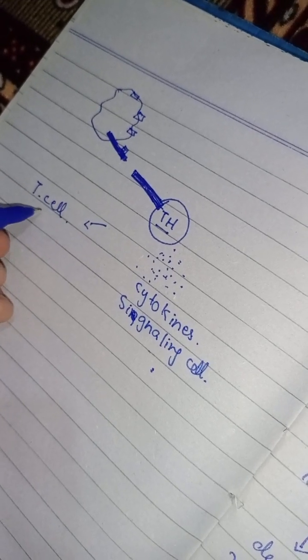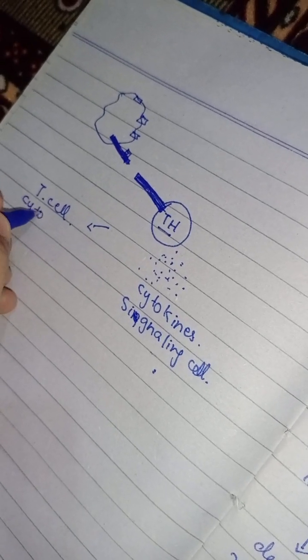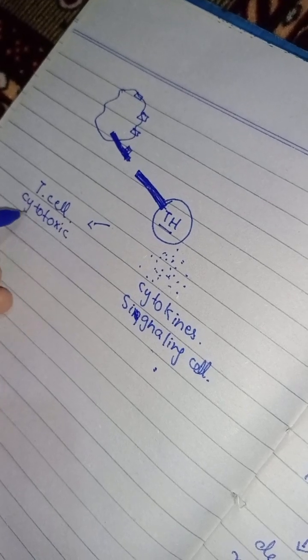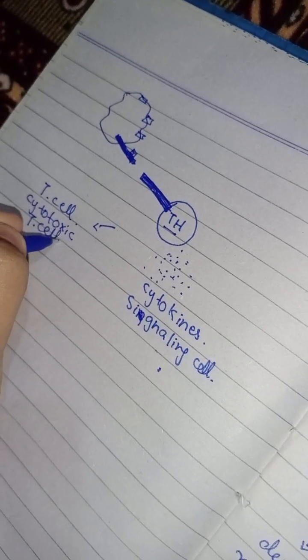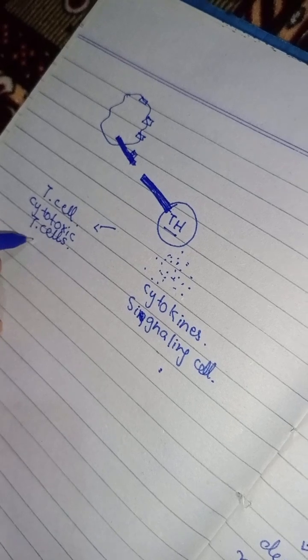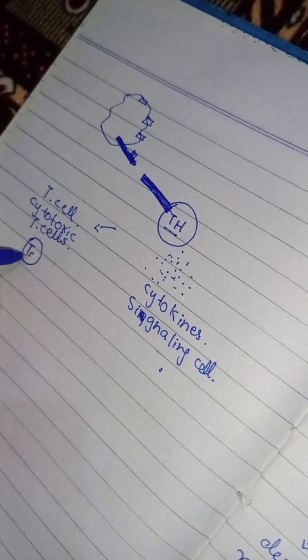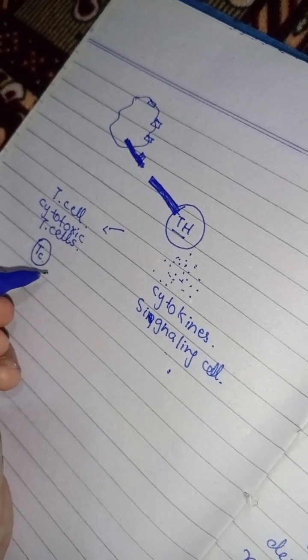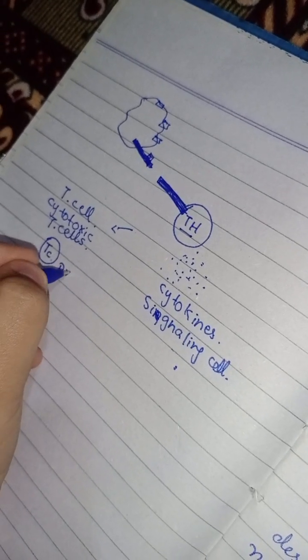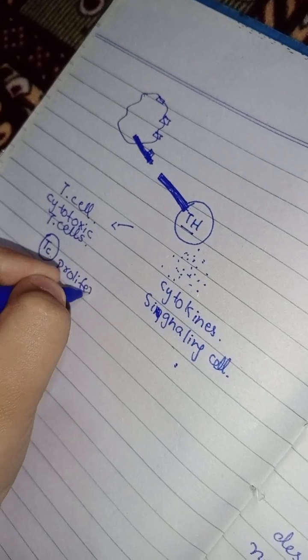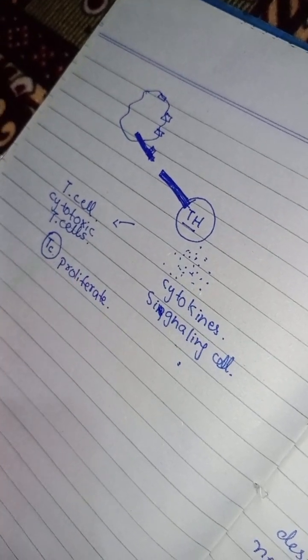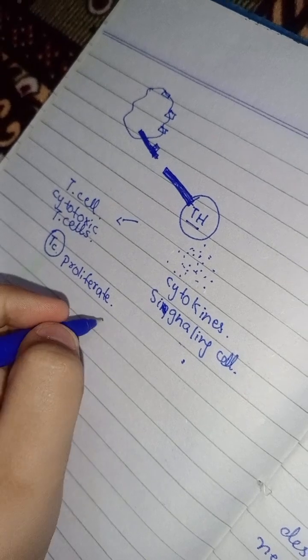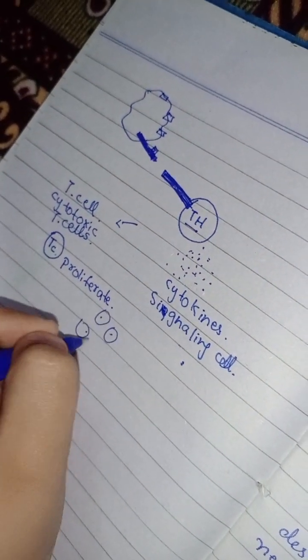And among T cells we have another type, better known as cytotoxic T cells. These will roam around. So here we have cytotoxic T cells, and they will proliferate. This means they will divide into four cells: 1, 2, 3, 4, and then many cells.